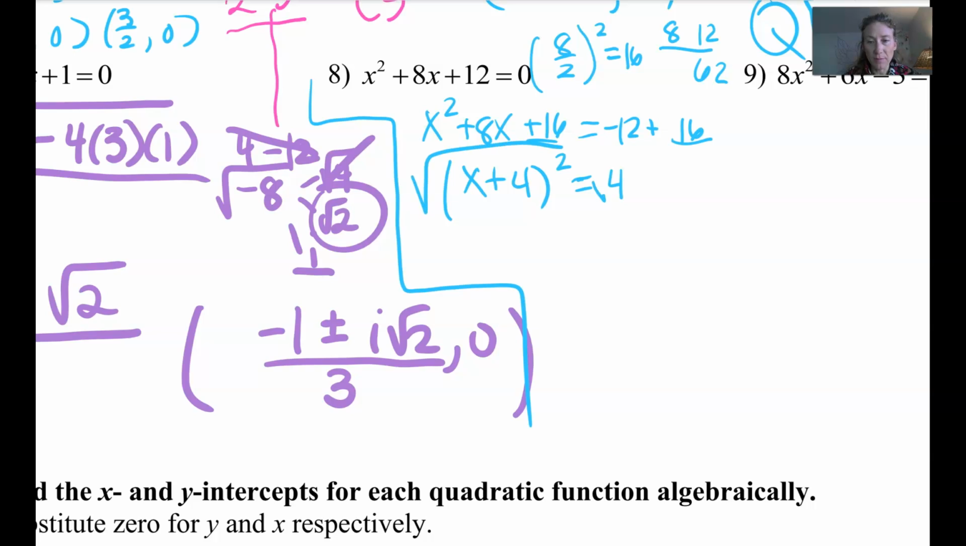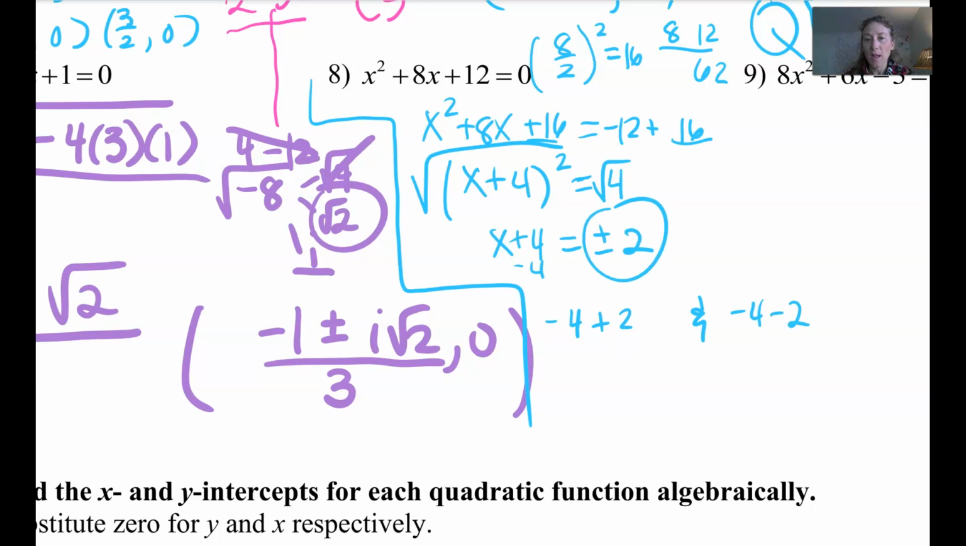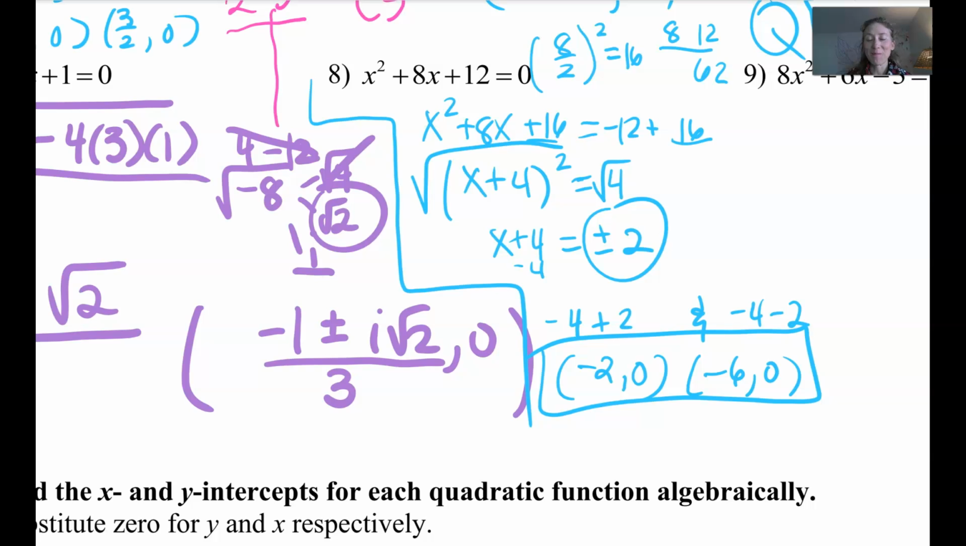So when I take the square root, I have x plus 4 is equal to plus or minus 2. So this one creates a really cool problem. So when I subtract 4, it says negative 4 plus 2 and negative 4 minus 2. I do that because I had a whole number on the right side of the problem. So negative 4 plus 2, that is negative 2, 0 as one of the answers. And then negative 4 minus 2, that's negative 6, 0. So this one was a lot of fun.